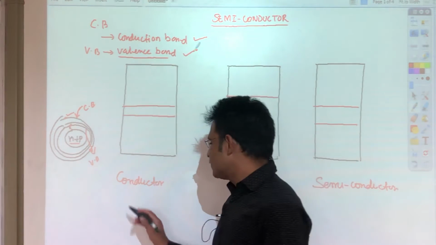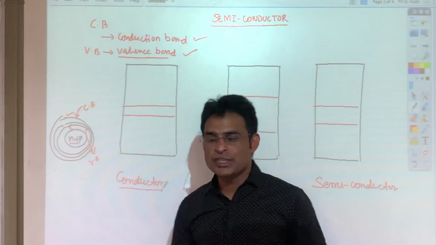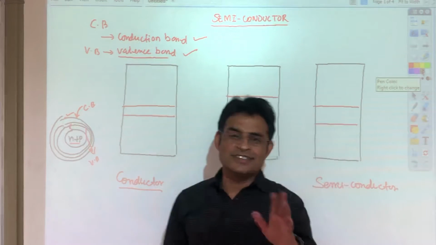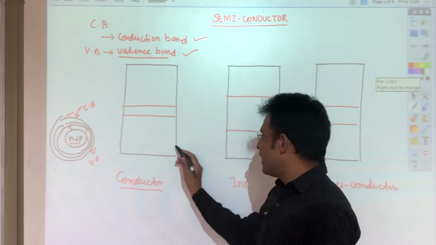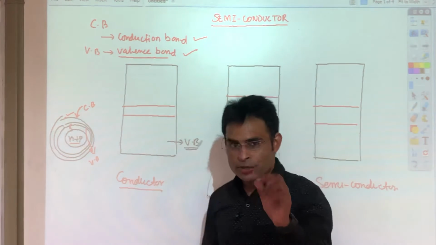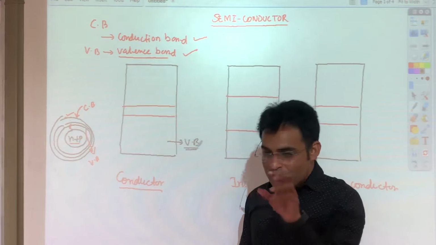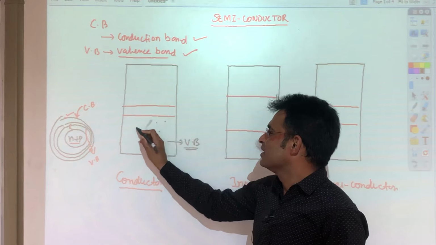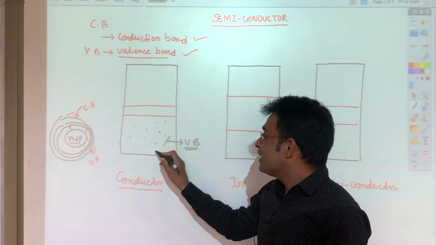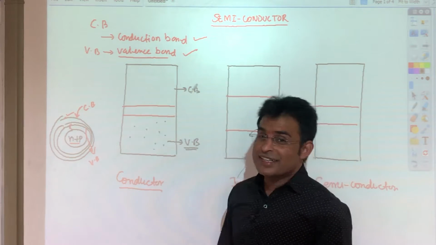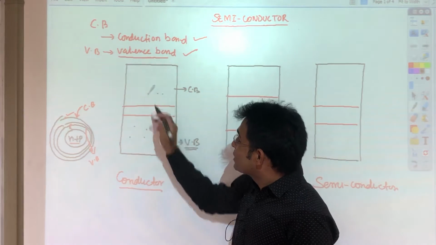How do you define it? First we will define a conductor. A conductor means something which conducts electricity; everyone knows a conductor easily conducts electricity. This band is the valence band, the band nearby the nucleus, where whatever orbits are there are nearby the nucleus. Obviously there will be electrons in this one. And this band is called the conduction band. In the case of a conductor, there will be electrons in the conduction band as well.